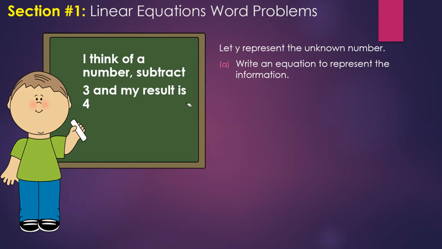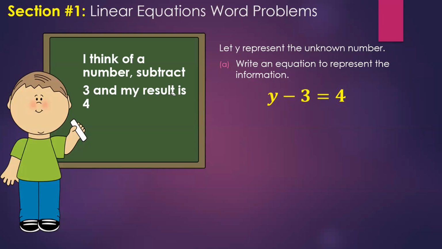All right, so I want Nevaeh. Can you tell me what to do? I want y to represent my unknown number, and I'm writing an equation to represent this information. I think of a number, I subtract 3, and my result is 4. So what is my equation going to be, Nevaeh? Y subtract 3 equals 4. Okay, that's what you think it is. Chandni, do you agree with her? Yes, sir. Sure you agree? You're making me nervous now. All right, it is y minus 3 equals 4.